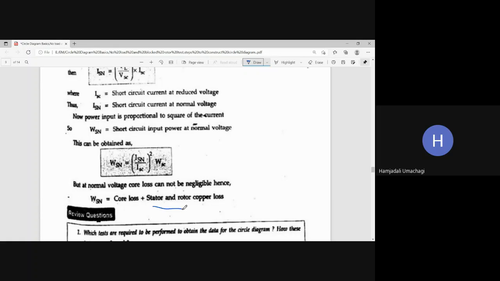Initially, WSC was going to give us information only related to the copper loss of the stator and rotor. But now if we convert the copper loss information to the normal rated voltage value, it will have iron losses, or core loss, also. Why? Because core loss is dependent upon the voltage. Here we have applied 440 volts, which means it is going to have iron losses also. Because of that, WSN, which is the short circuit power, has the information related to the iron losses also. If we apply the rated voltage, it has the information of iron loss or core loss plus stator and rotor copper loss.